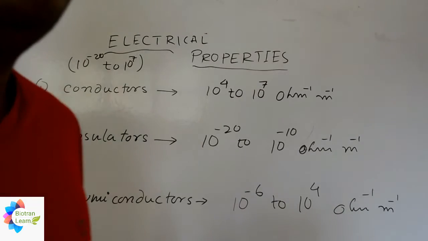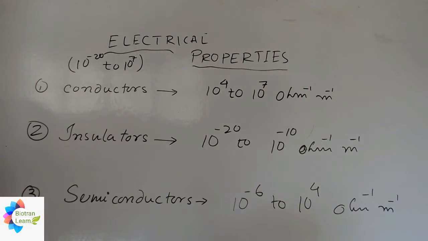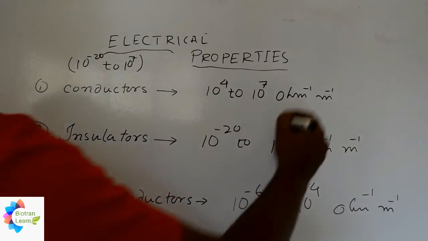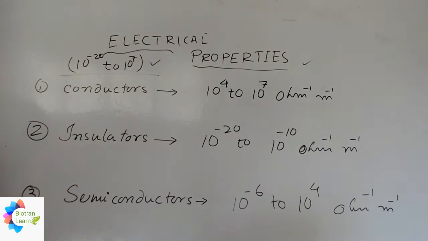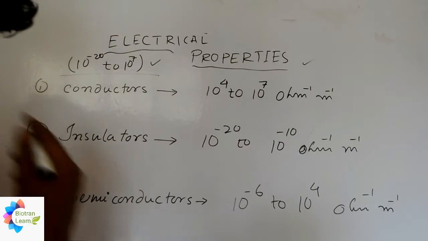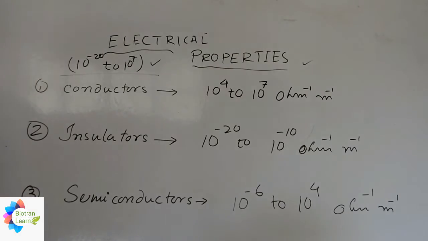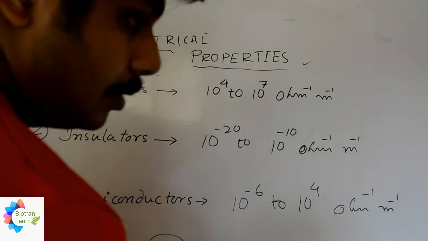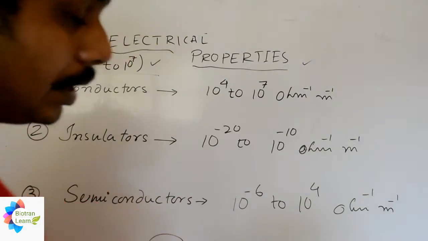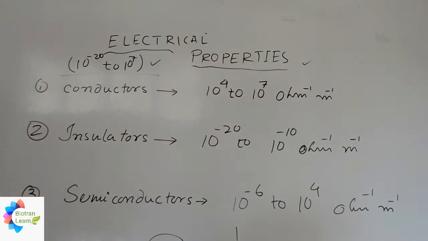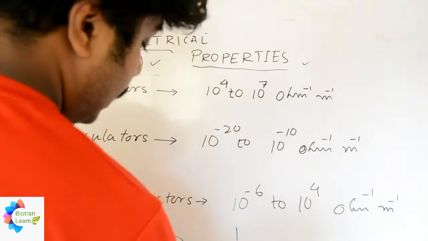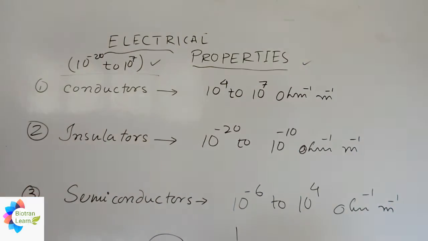So let's move on. Now we can see the conductivity range. First of all, a solid has a conductivity range of around 10 to the power minus 20 to 10 to the power 7 ohm inverse meter inverse, right? In this case, sigma is the conductivity, right? Conductivity is also the reciprocal of resistance or specific resistivity, right?